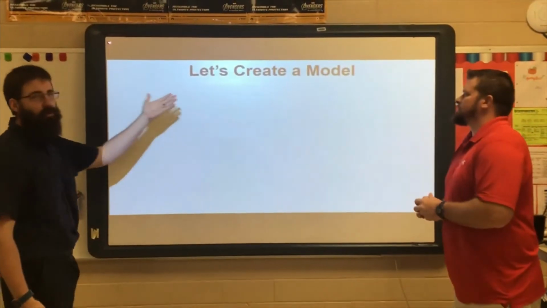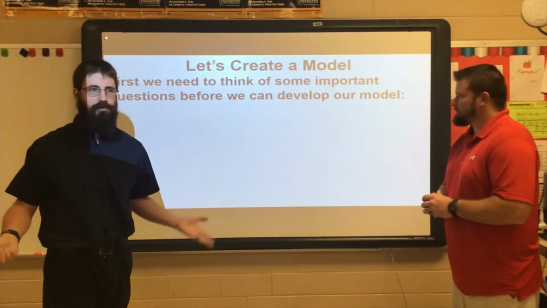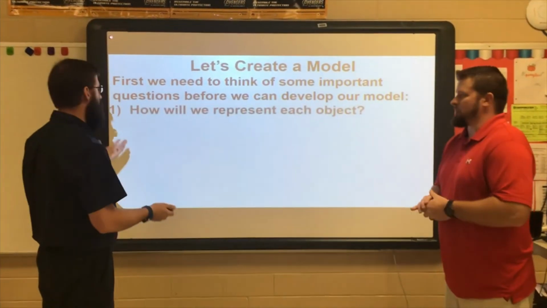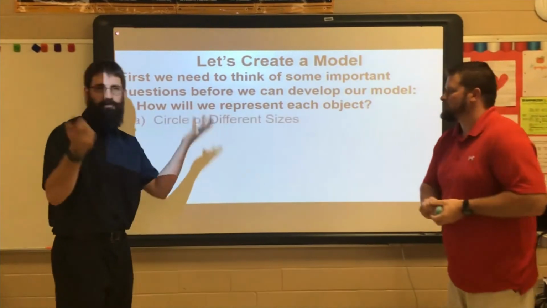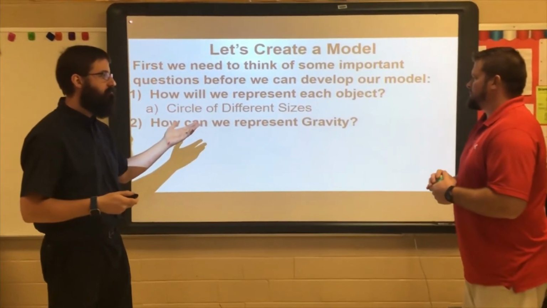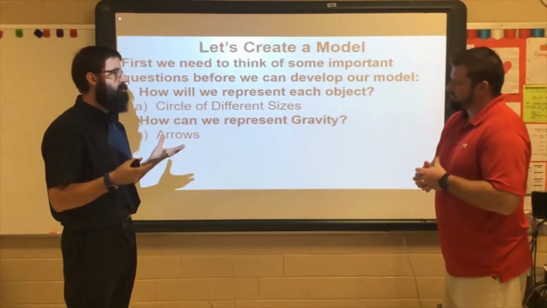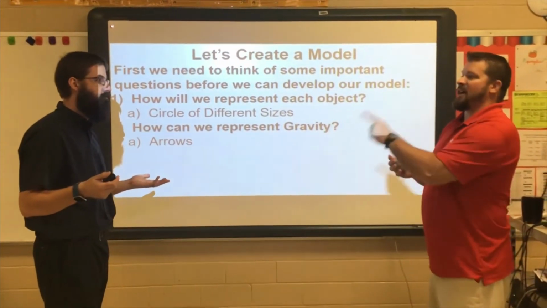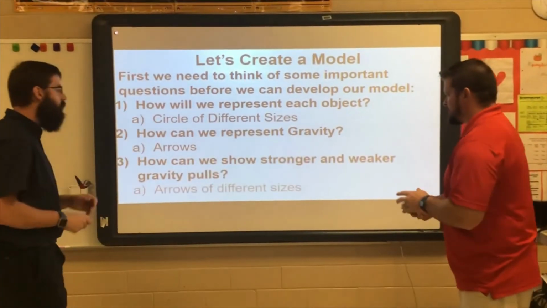Okay, so let's create a model. Before we create any model, we have to figure out what we're going to use in our model. Coach Parrish, let's make this an easy model. Sounds good to me. How do we represent each object? Let's do circles. Circles are easy. How will we represent gravity? Well, we've done it before. Why not use arrows? Yeah, arrows. But there's different amounts of gravity depending on size. So what do we use? Let's use size of arrows. Size of arrows for the amount of gravity. That works perfectly.